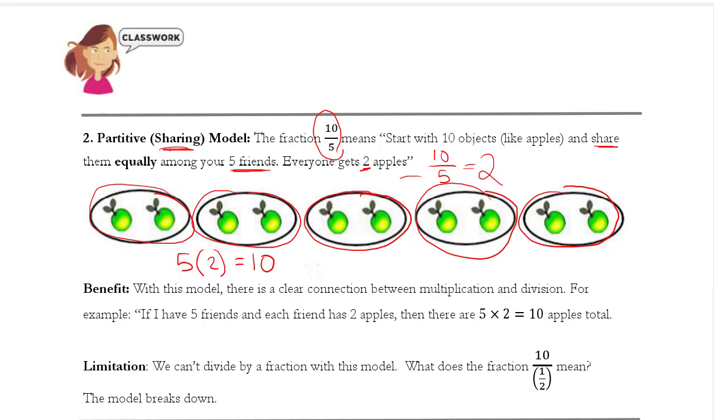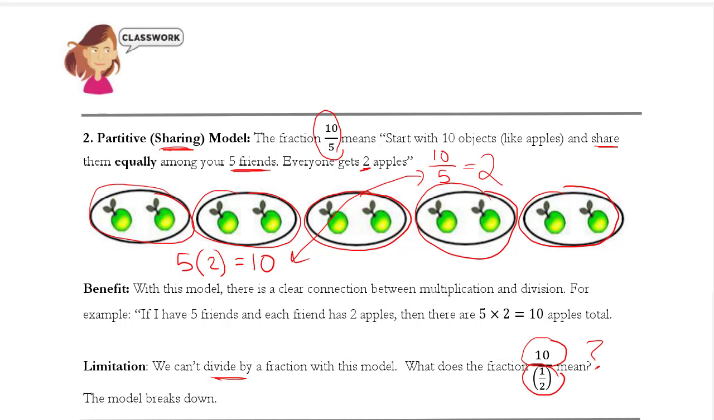And so these two equations are really saying the same thing. They're talking about the same thing. Again, the limitation with this model is that we can't divide by a fraction. So if I had 10 apples and I want to share them with half of a friend, how many apples does each friend get? What does that mean? What is half of a friend? It's very confusing. It doesn't really work, so the model sort of breaks down.